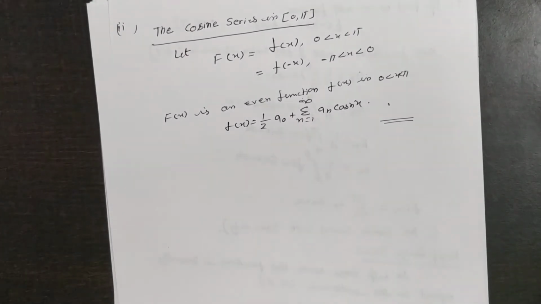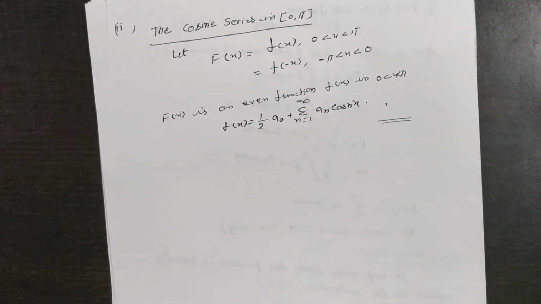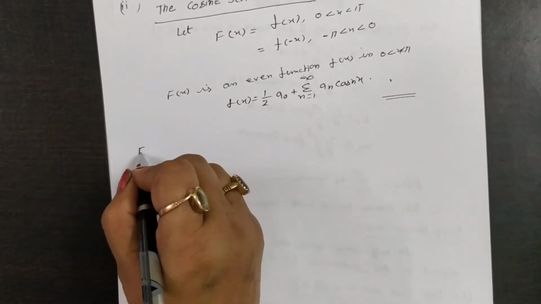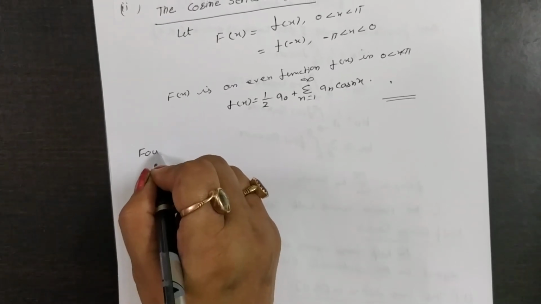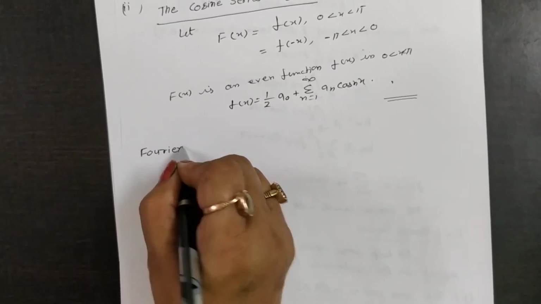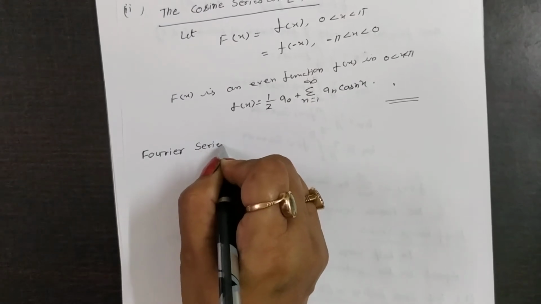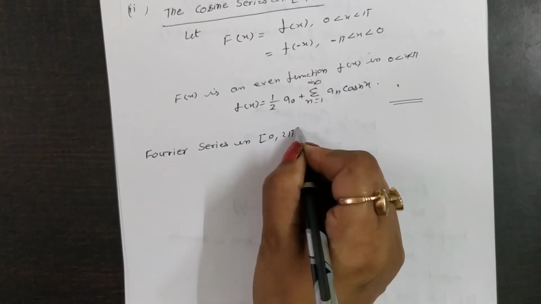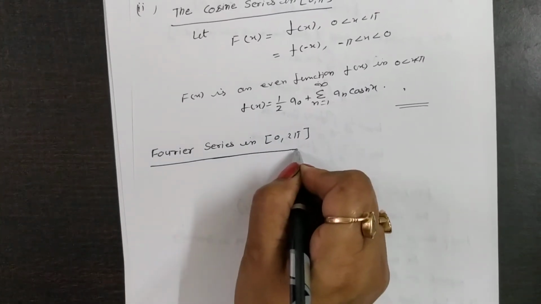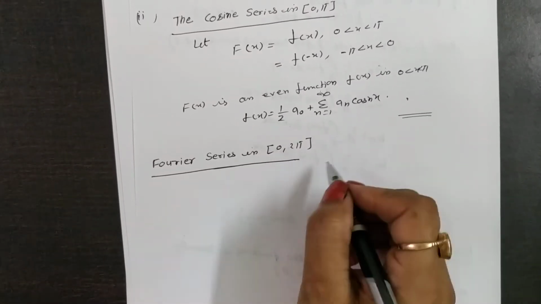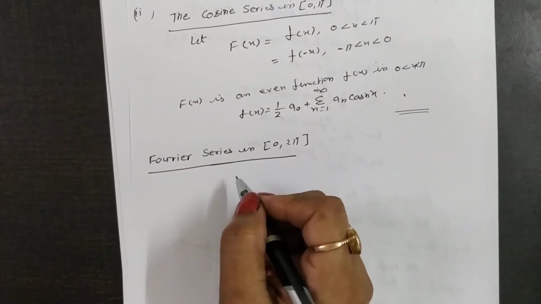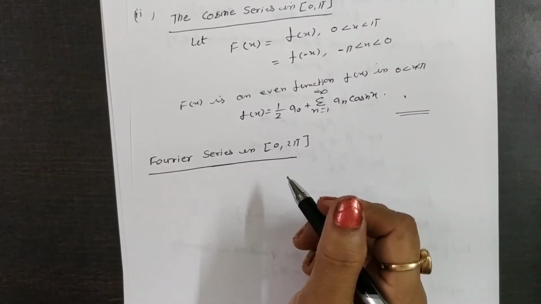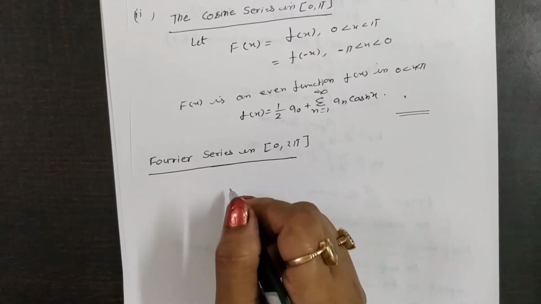Similarly, I can obtain the Fourier series in the interval 0 to 2 pi. To find this series for the function which is in 0 to 2 pi, let us take a substitution, which is y.